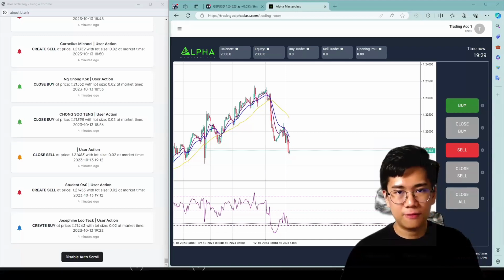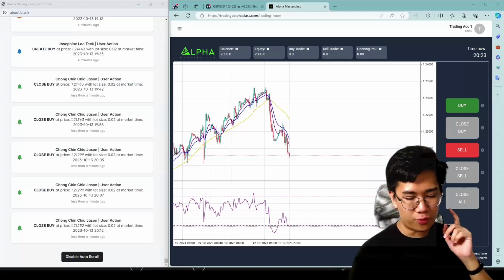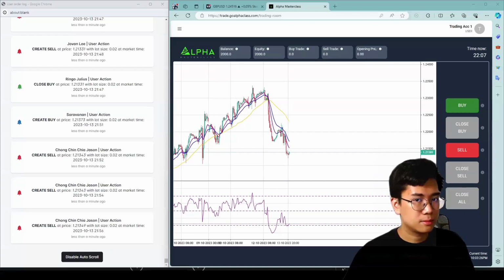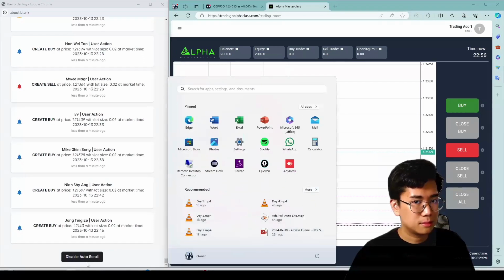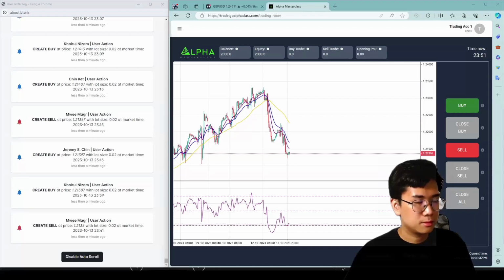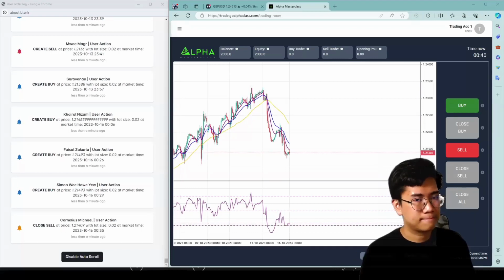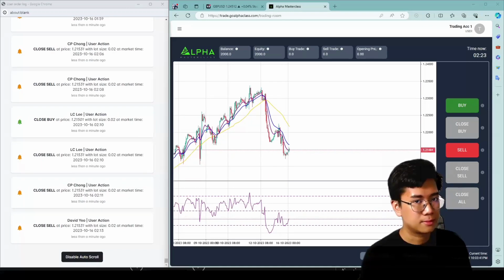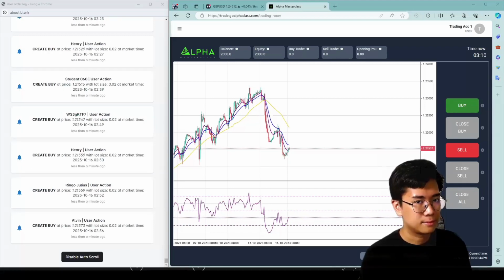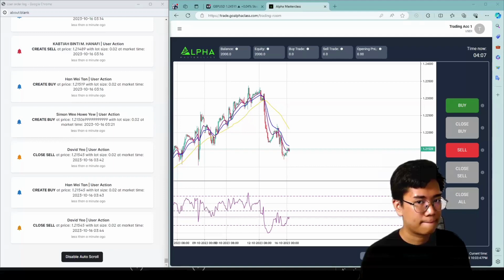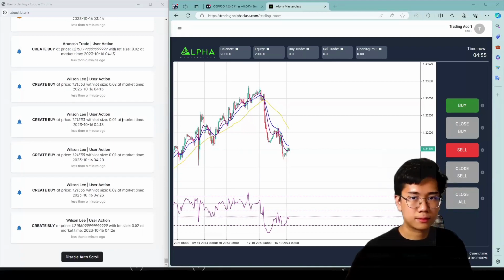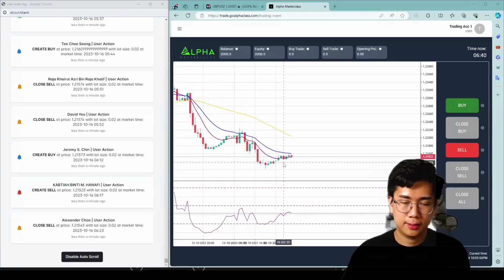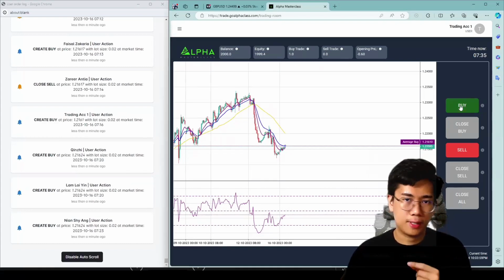5, 4, 3, 2, 1. And right now you can see that the market is going up already. So you can choose to make a buy trade.